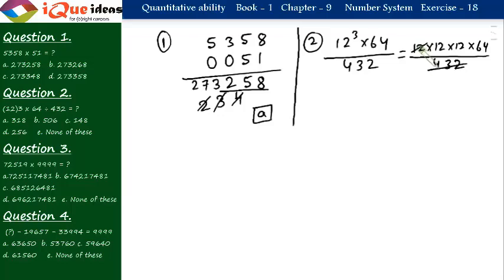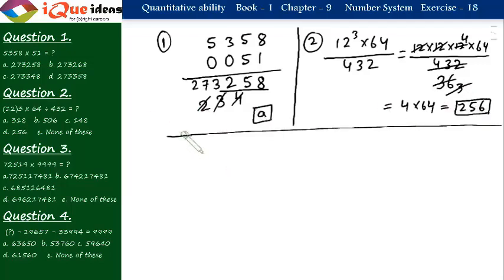So it will give us 12 3s are 36, and then 72, so 12 6 are 72. Then again 12 3s are 36, and 3 cancels 12 4 times. So our answer will be 4 into 64, which is 256. Right, so this is a simple question of calculation only. Okay, let's move on to the third question.